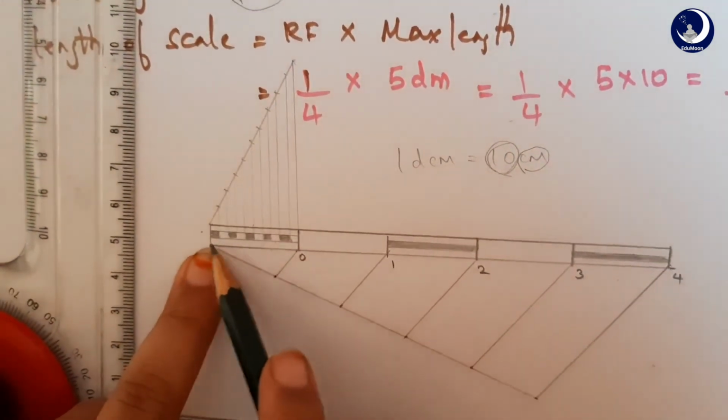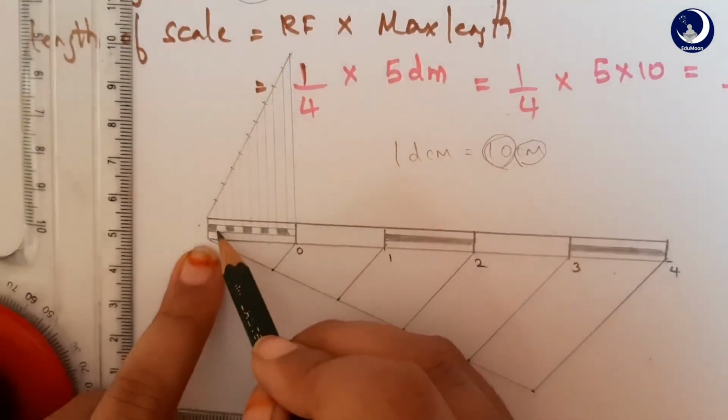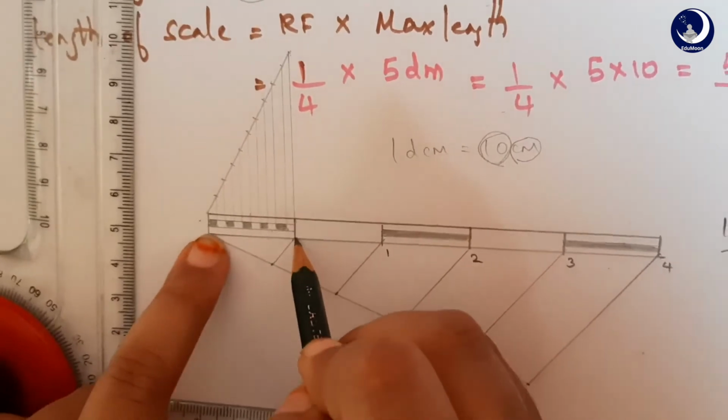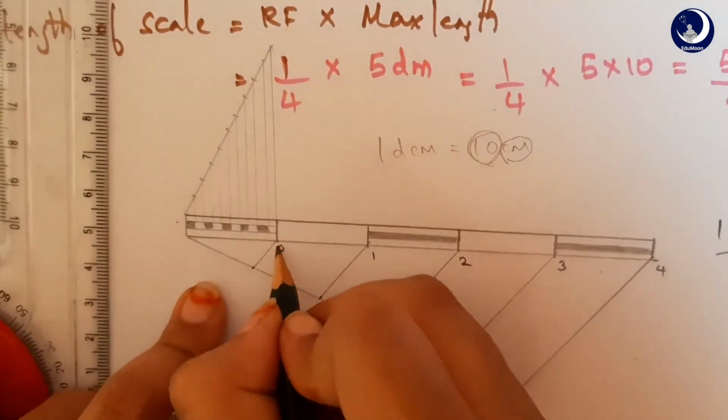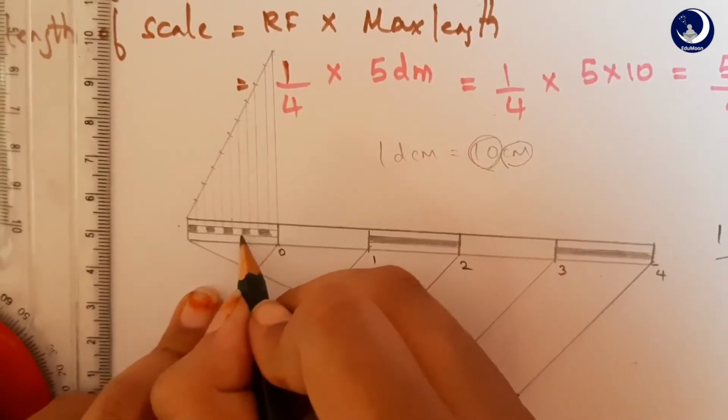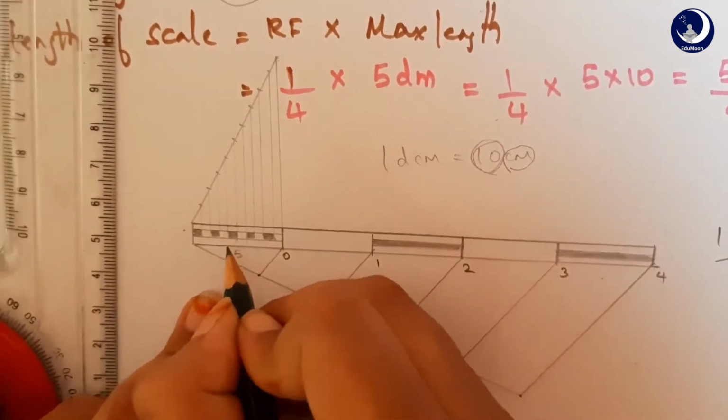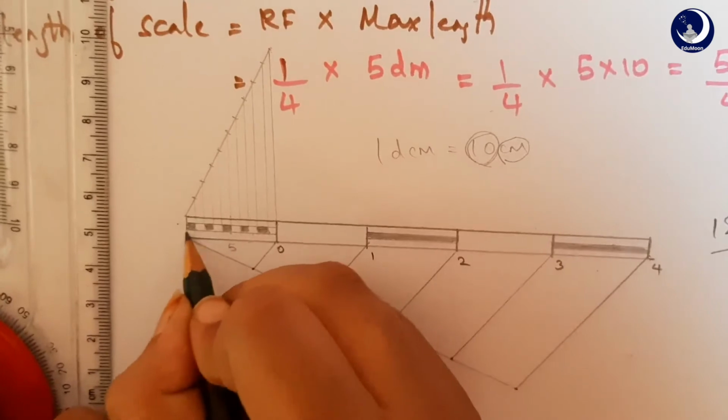And the first part of it also shows centimeters. That is, 1 decimeter is equal to 10 centimeters. That is, there are 10 parts here. So 0, 1, 2, 3, 4, 5, 6, 7, 8, 9, 10.